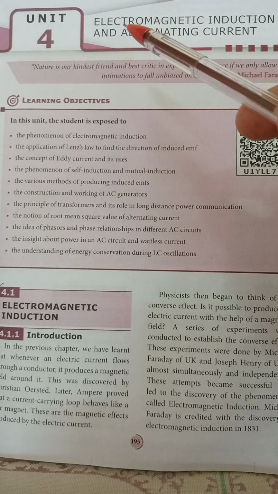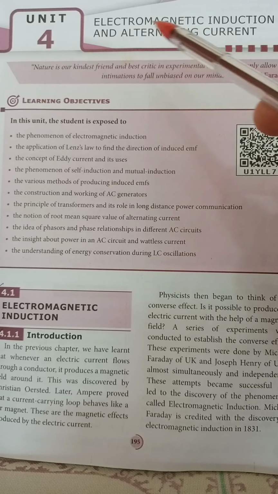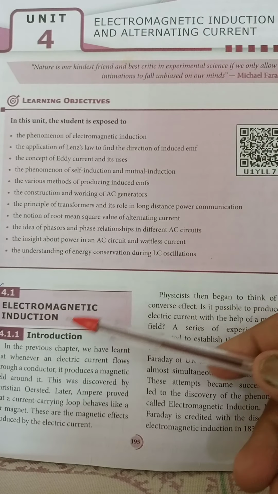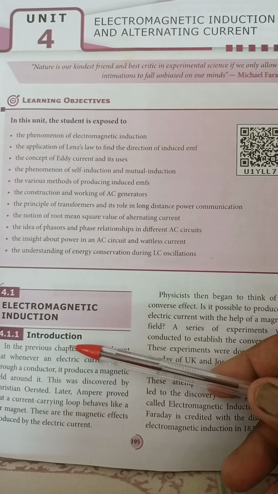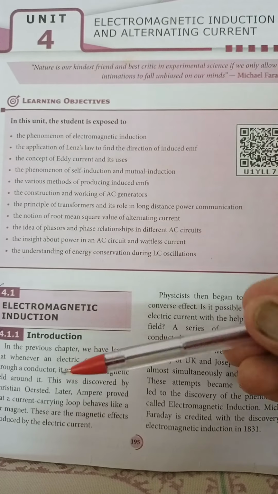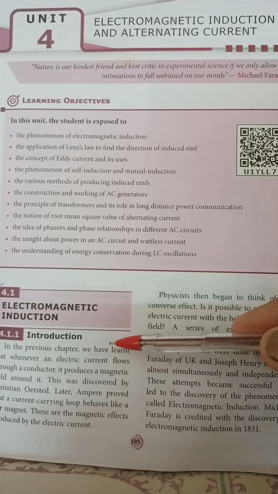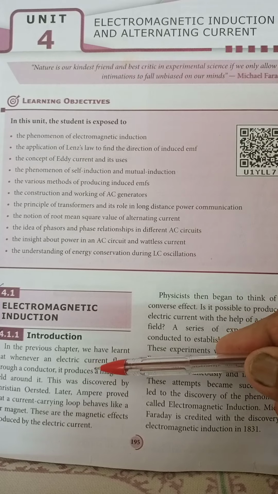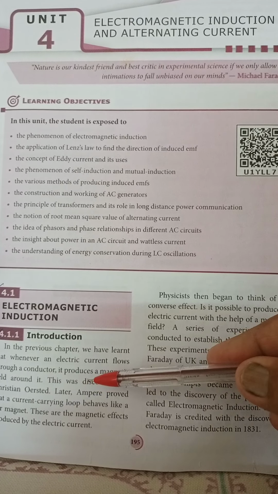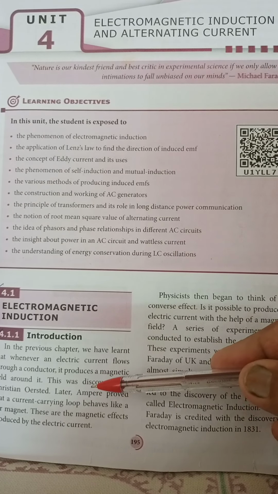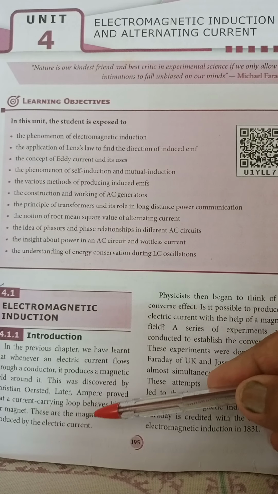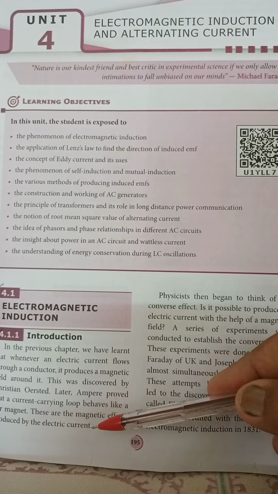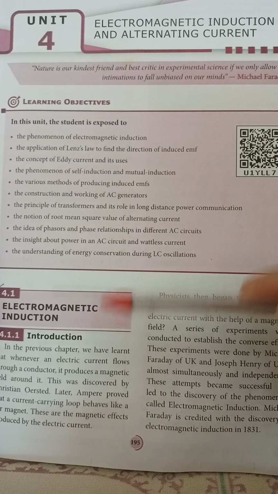In today's video we are going to see the fourth unit, electromagnetic induction and alternating current. Let us see in the introduction: in the previous chapter, that is the third chapter, we learned that an electric current flowing through a conductor produces a magnetic field. This was discovered by Oersted. Later, Ampere proved that a current carrying conductor behaves like a magnetic pole or dipole. These are the magnetic effects produced by the electric current.